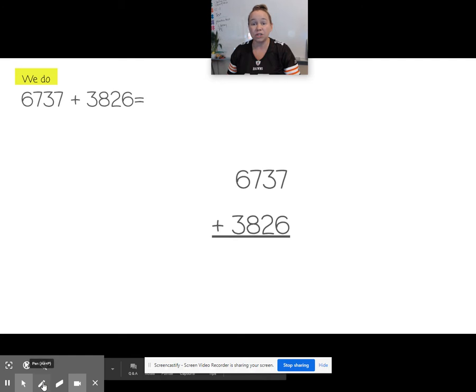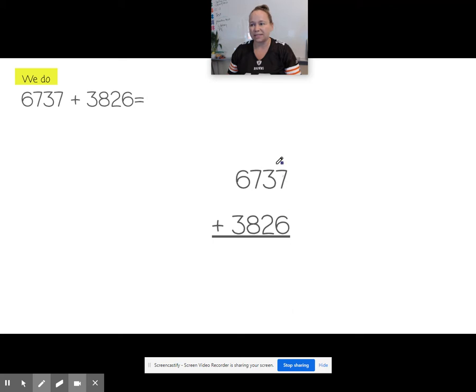How about this one? Let's do it together. Get out your whiteboard. And if you need more time, you can hit pause. If you're ready to go, here we go. 7 plus 6. 7 plus 6 is 13. 1 plus 3 is 4. Plus 2 is 6.